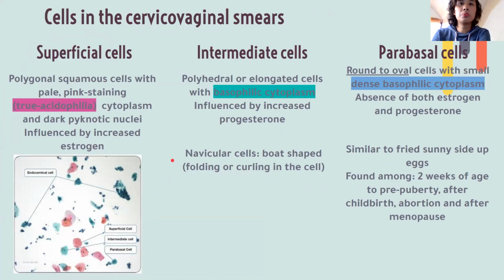So, dali hanapin ng superficial cells, diba? Intermediate cells, basophilic cytoplasm. Actually, itong mga green. Intermediate cells at parabasal, round to oval. Yan, rounder siya. Itong lalaki nitong superficial at intermediate, parabasal, pabilog siya. Pabilog siya, ayun. It has dense basophilic cytoplasm, mas dark.